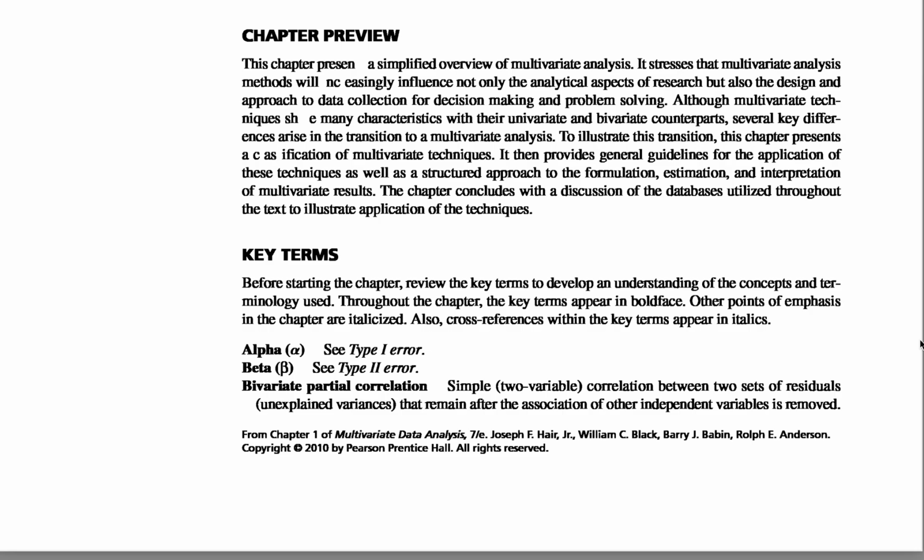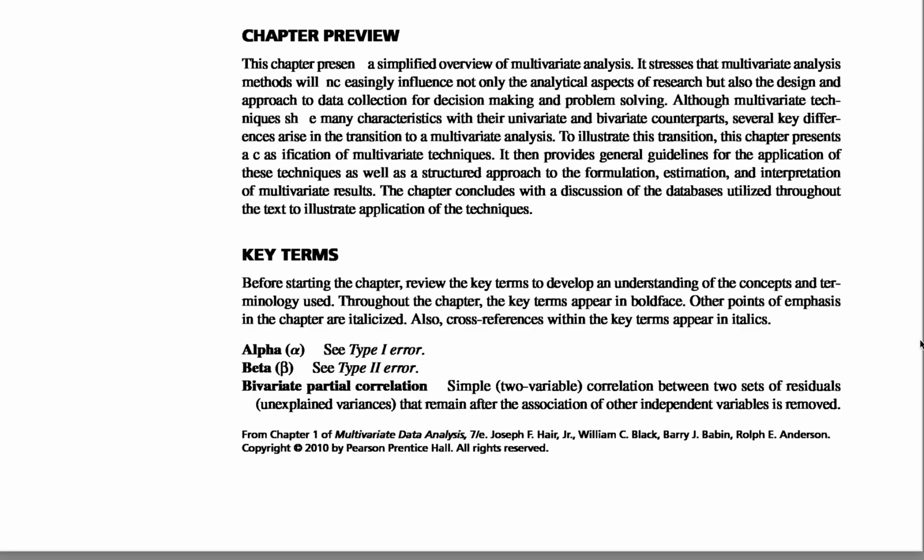several key differences arise in the transition to a multivariate analysis. To illustrate these transitions, this chapter presents a classification of multivariate techniques. It then provides general guidance for the application of these techniques as well as the structural approach to the formulation, estimation, and interpretation of the multivariate results. This chapter concludes with a discussion of the dataset utilized throughout the text to illustrate applications of the techniques.